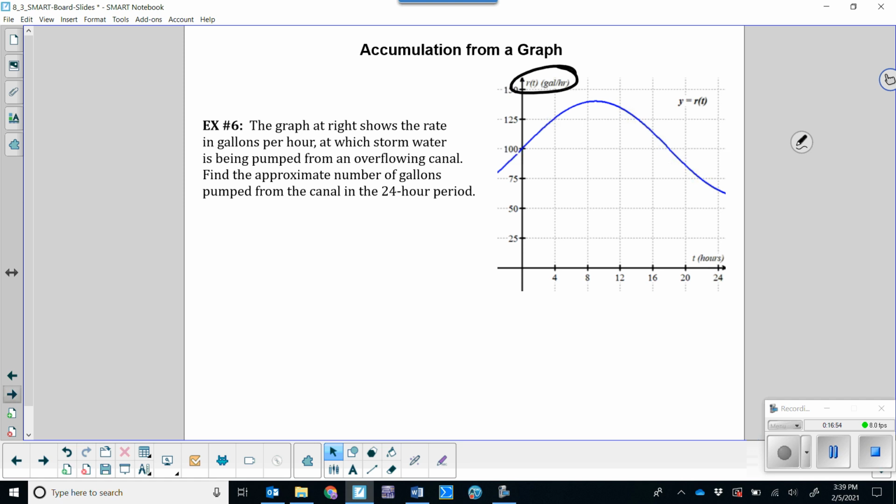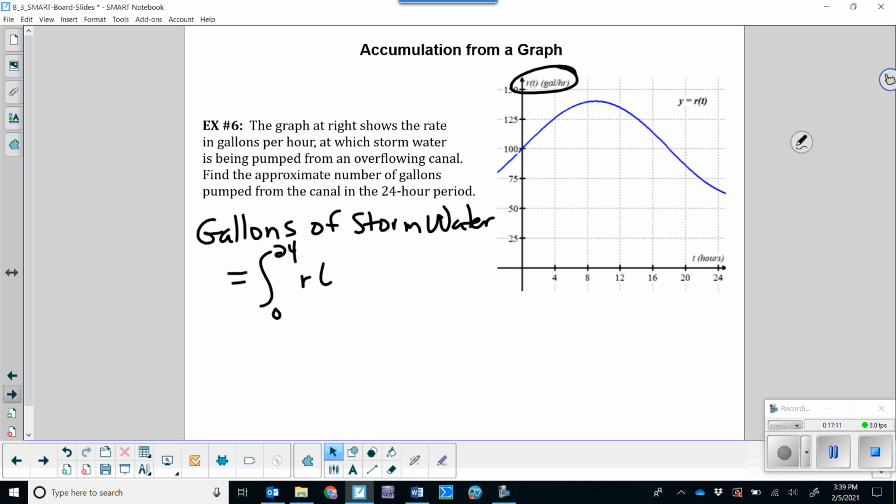So if I have gallons per hour and I want gallons, okay, so if I want the gallons of storm water, it will equal the integral from 0 to 24 of r of t dt. Well, I don't have an equation here, and it says approximate the number of gallons. So that means I'm going to use some sort of approximation method. Now, on the AP test, I don't think they ever are going to not tell you what approximation method to use. If you do get to choose, I would always choose trapezoid because it's more accurate, okay?